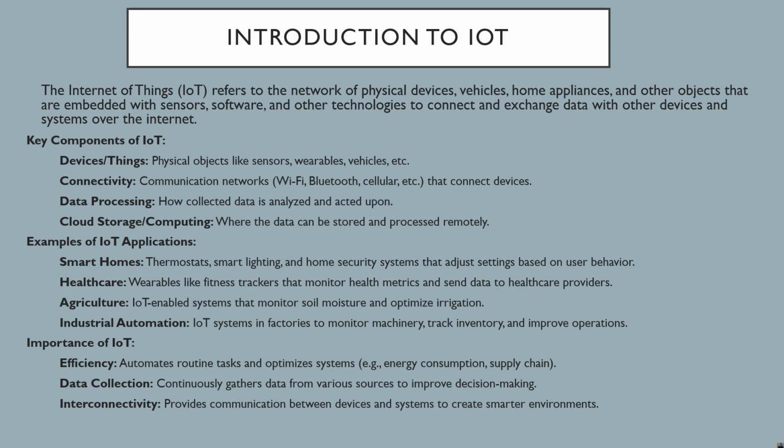Introduction to IoT. The IoT refers to a network of physical devices that are embedded with sensors, software and other technologies to connect and exchange data with other devices and systems over the internet. There are some key components of IoT: devices, connectivity, data processing, and cloud storage. Some examples of IoT are smart house, healthcare, agriculture, and industrial automation. All these fields use IoT. And the importance of IoT is its efficiency, data collection, and interconnectivity.